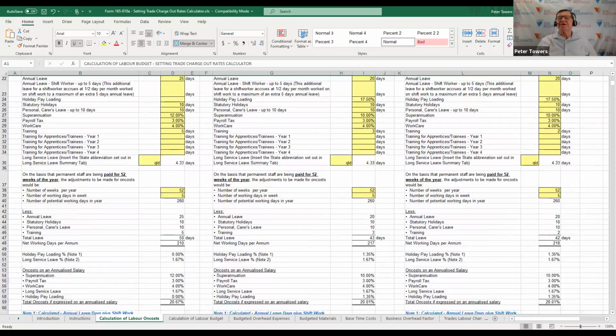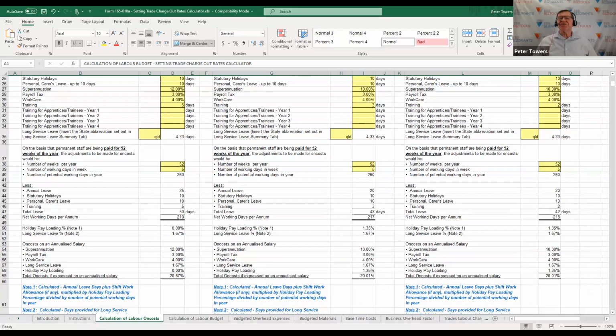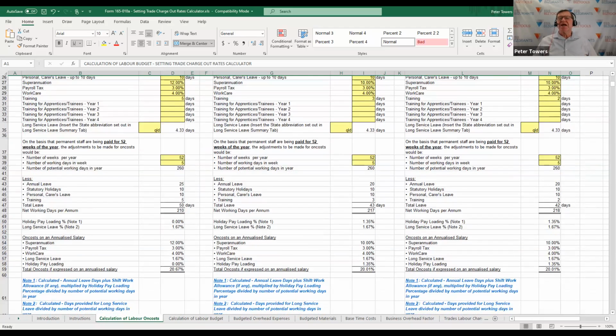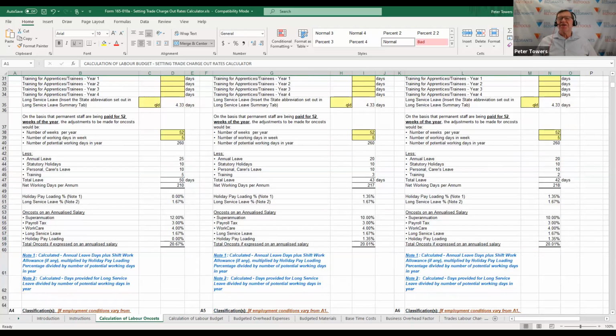The full year, there's 260 potential working days. And then we're showing the deductions. The system's calculated this. So you only have to insert what's in the yellow items. It's taken off the annual leave, the statutory holidays, personal leave and training. So we've got net working days of 210. And the system then calculates the on costs to be included in the calculation. So there's a total on cost for this category of 20.67%.